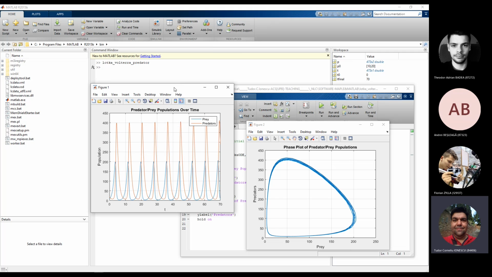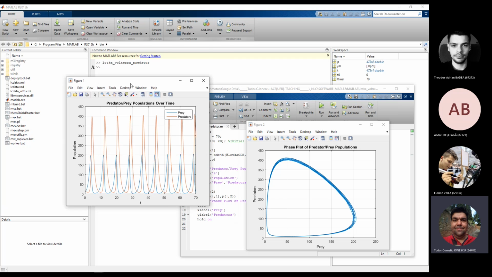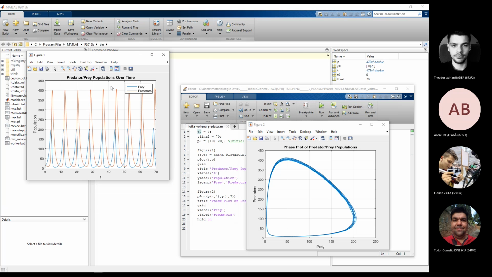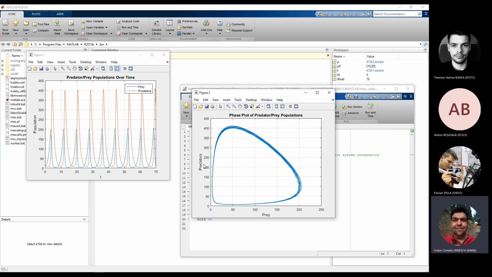So now you can probably see the evolution of the prey and the predator in this system. You see, this is population. Red is predator, so the predator is increasing. Look at the evolution. It's very interesting. And this is the phase portrait, so this is predator versus prey.